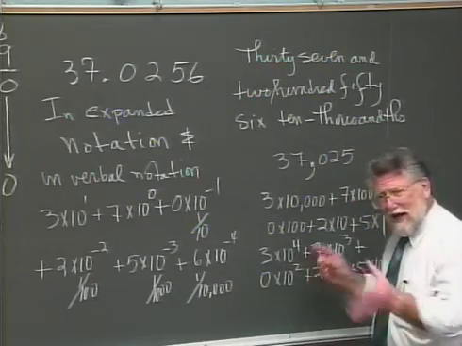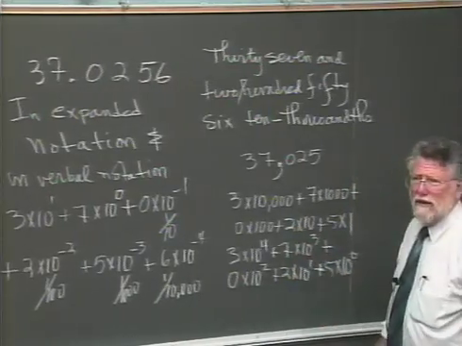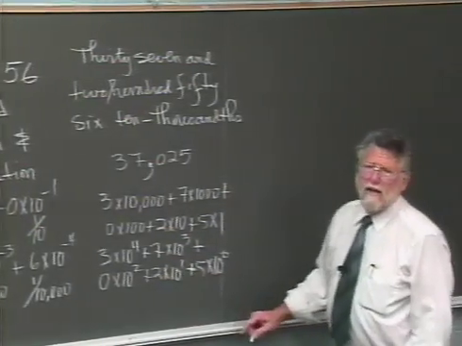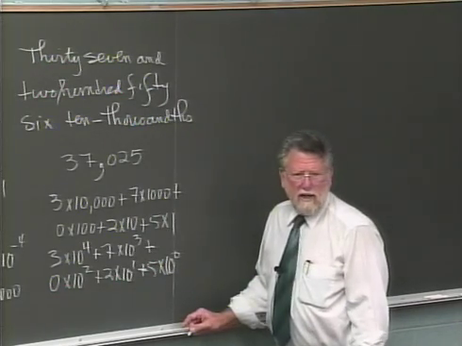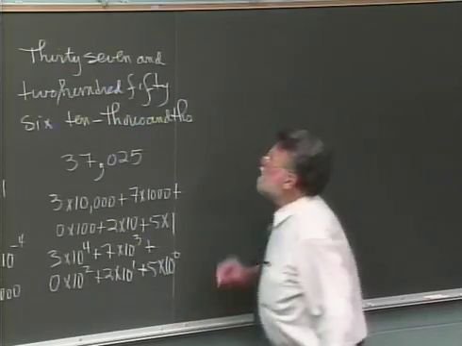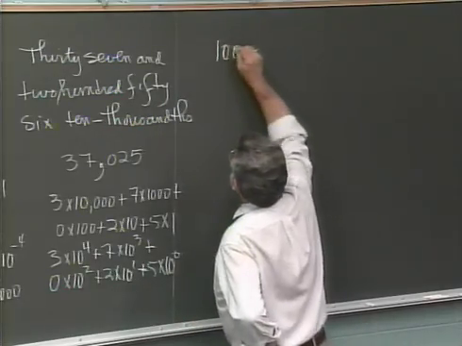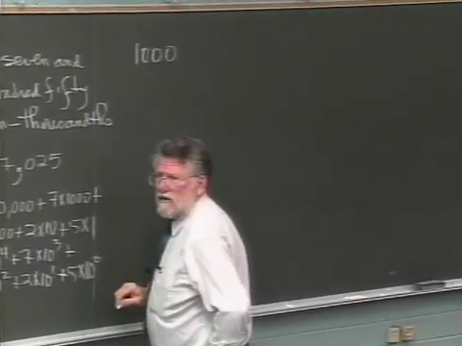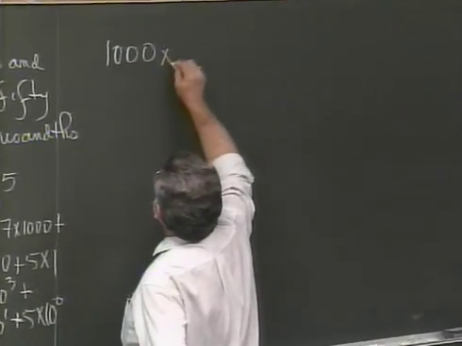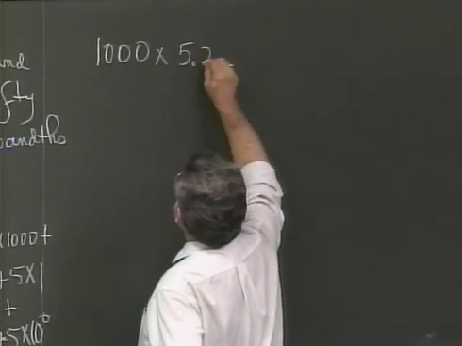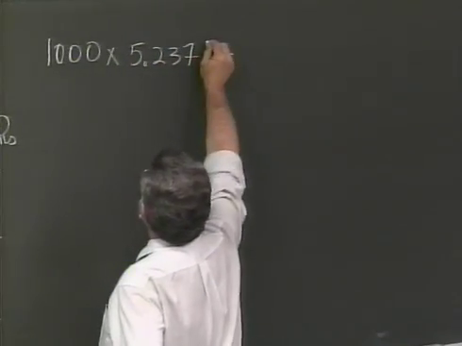Okay, let's slide over now, if you would please, Ernie. Slide over with me. Thank you. Now, in this problem, let's try another one, the kinds of things you've been doing. I'm going to use a shortcut. So can we come in a little bit tighter for the top part so people can see that a little bit better? Thank you. 1,000 times 5.2376.